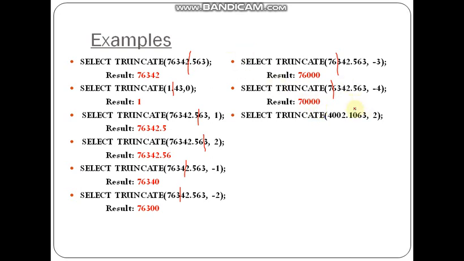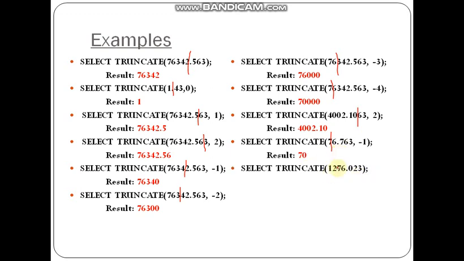Minus 2 means 2 decimal places. Normally, if we were using rounding, 1 would be added to this, and 1.11 maybe would be the answer. But because it is truncate, it is 4002.10 only. Now minus 1. Minus 1 means cut to this. If it was rounding, the answer would be 80, but here it is 70 only. Now without decimal places, we are just cutting off. So this is how truncate works.